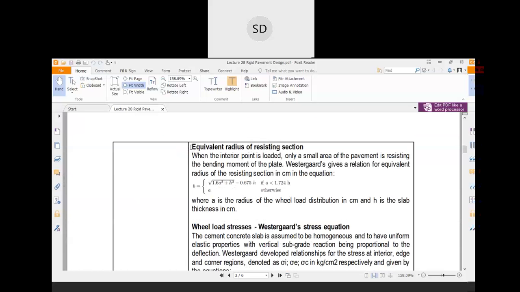Now another term is there that is called equivalent radius of resisting section. So when the interior point is loaded, only a small area of the pavement is resisting the bending moment of the plate. So Westergaard gives a formula for the equivalent radius of the resisting section in centimeter as this formula. If the thickness is lesser than 1.724 a, in that case you have to use this formula b equals the square root of 1.6 a square plus h square minus 0.675 h, or else it would be a, where a is the radius of the wheel load distributed over that area.